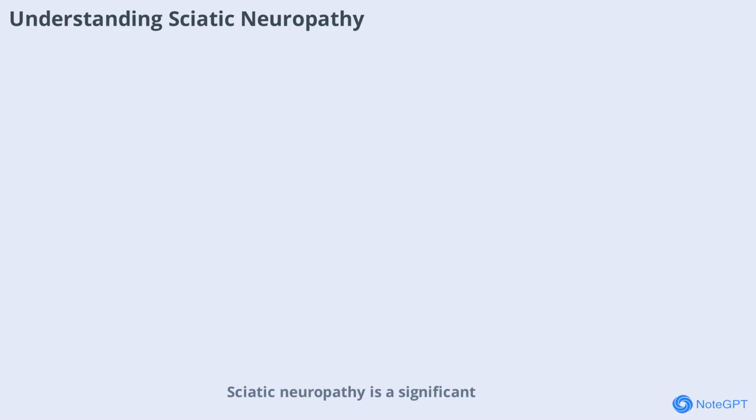Sciatic neuropathy is a significant nerve disorder affecting the lower extremities, second only to peroneal neuropathy in frequency. The sciatic nerve, formed by spinal roots L4 to S3, travels from the pelvis through the thigh, dividing into the tibial and peroneal nerves. Its unique anatomy and position make it particularly vulnerable to injury, especially in the gluteal and pelvic regions. This vulnerability is heightened by anatomical variations and a lack of protective connective tissue.